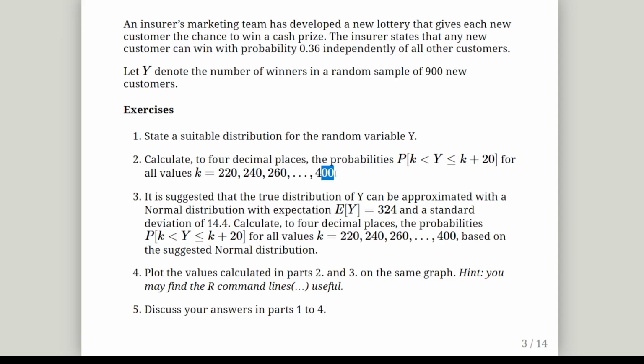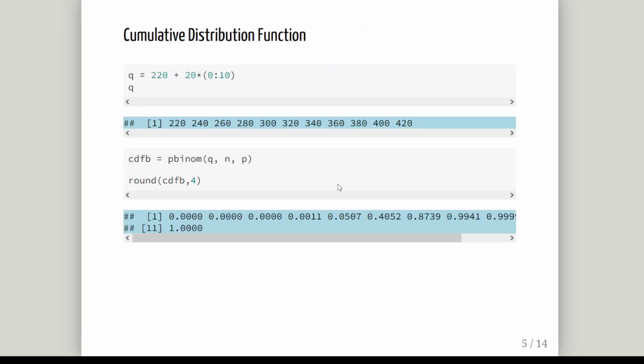And that's the upper bound of the last one. Actually, I think there's a bit of a trick to this that we could go to 420. Anyway, we'll worry about that later on. So it is suggested that the true distribution of Y can be approximated with a normal distribution. Tell you what, we'll leave question 3. We'll come back to question 3 and just look at question 2 right now.